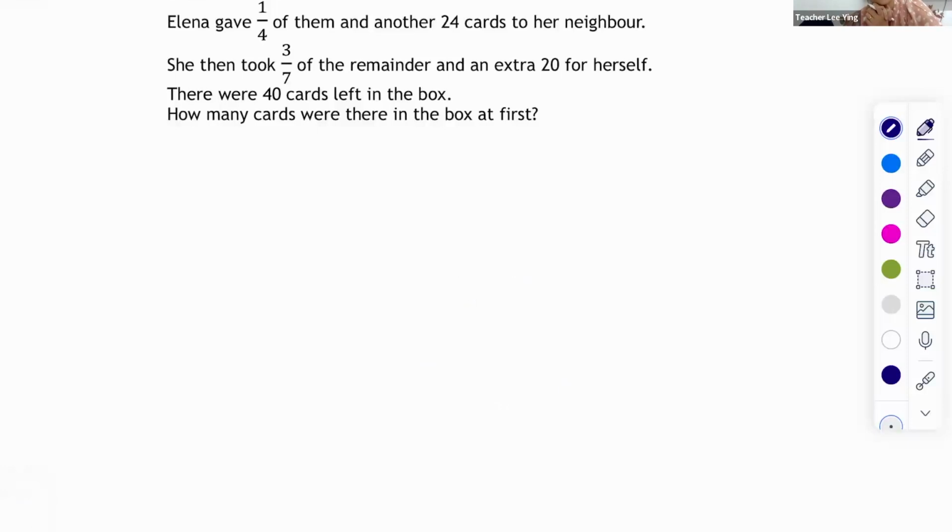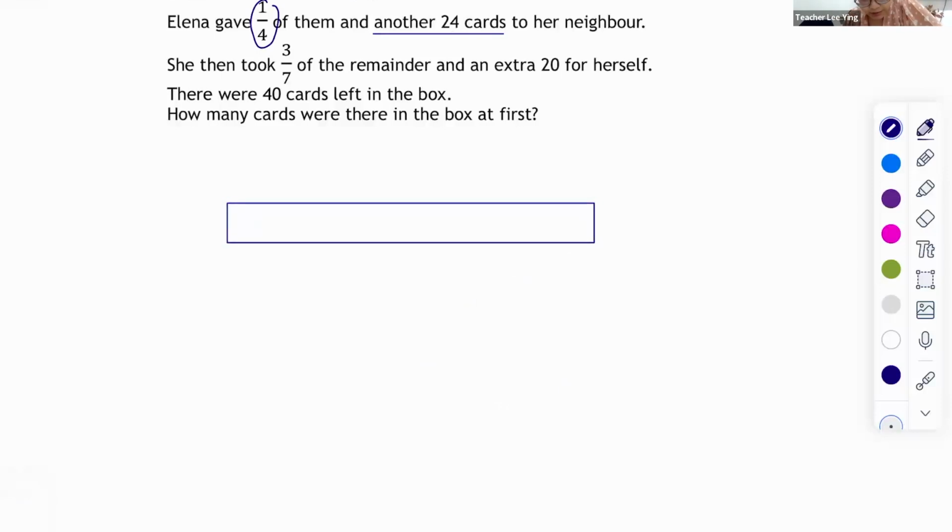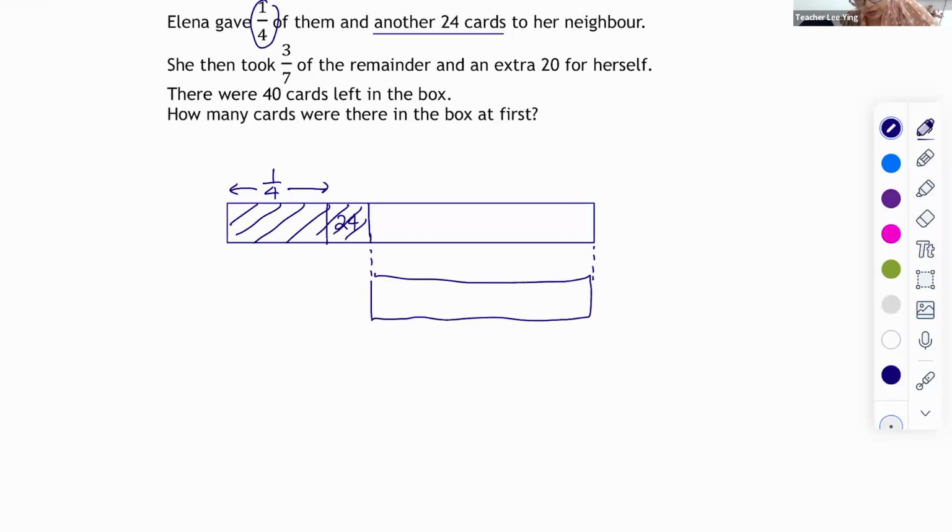So question number 14, we have a box containing some cards, and Elena took 1/4 of them and another 24 cards to her neighbor. So the 24 is not part of the 1/4. If I were to work this out, this is what she took, 1/4, and another 24 cards. So these are gone, and I will drop down the model. I call this a drop-down model, so it's easier to visualize without it being too messy.